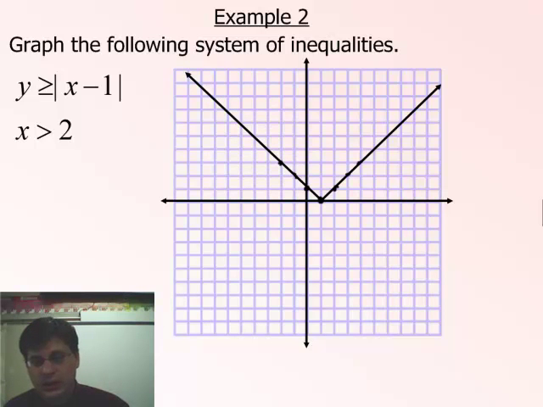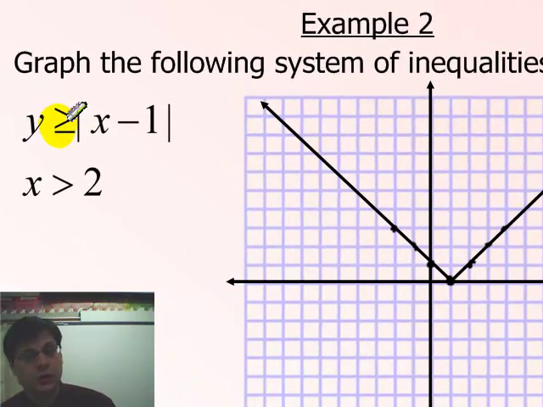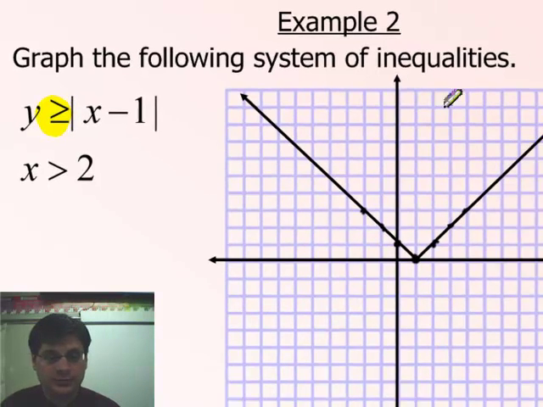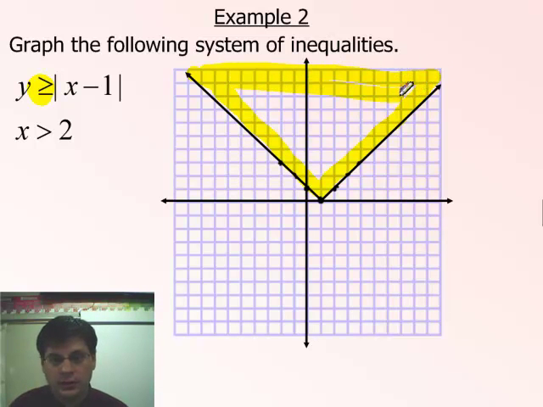Now we ask ourselves, which side do we shade? Well, it says that y is greater than or equal to. So we ask ourselves, which direction is y greater than? And that's up. So we shade above the function. So that's going to be everything above it. So that's going to be all of this here.